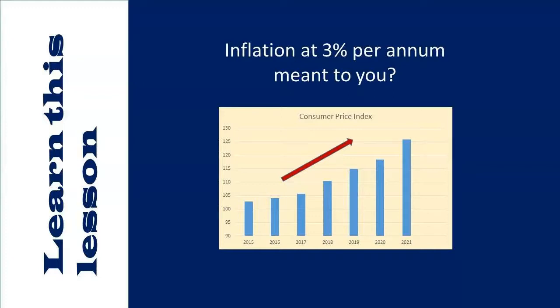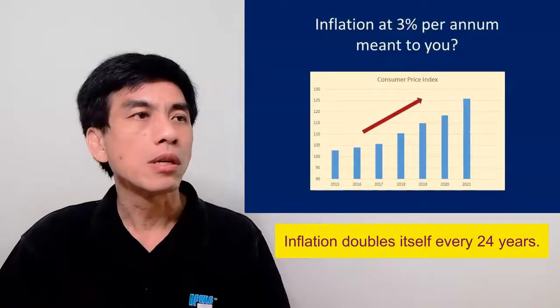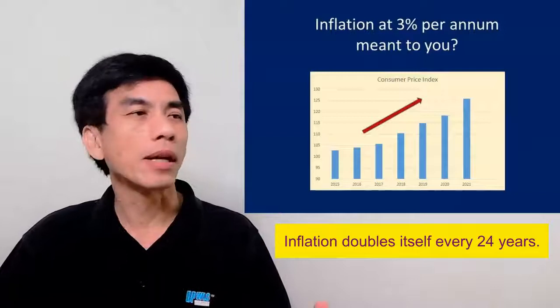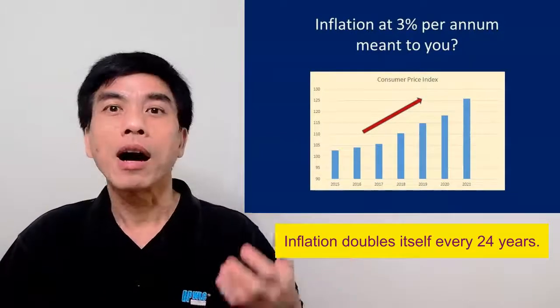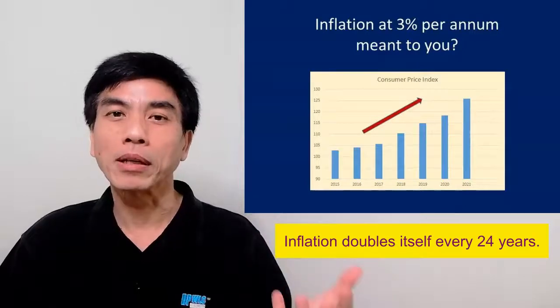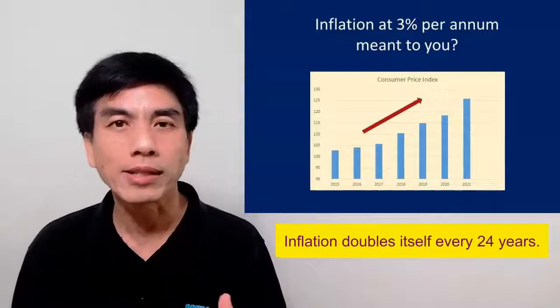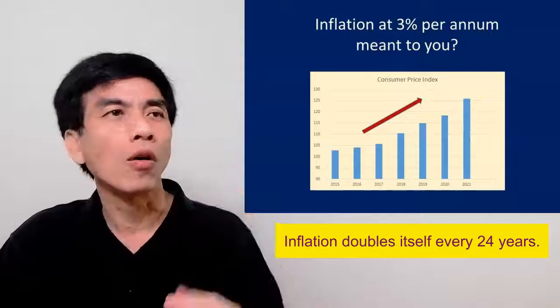So what does that mean to you? Using the Rule of 72 divided by 3, it means that every 24 years, prices will double. It also means that, let's say you buy a hamburger today at $5, after 24 years, this hamburger should cost you $10. Of course, I'm generalizing, but that more or less gives us an idea of what kind of inflation we are talking about.